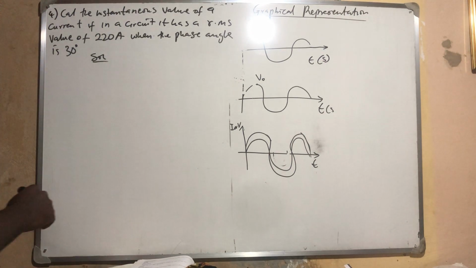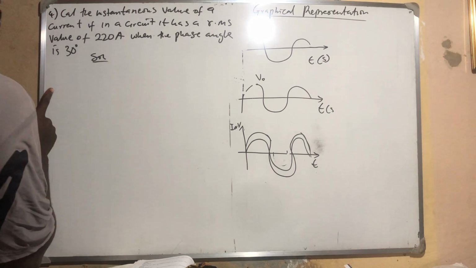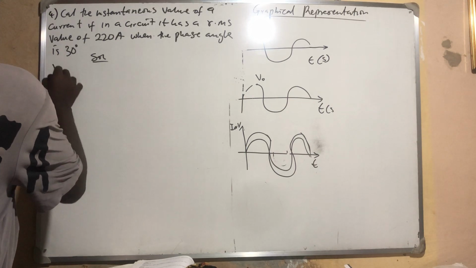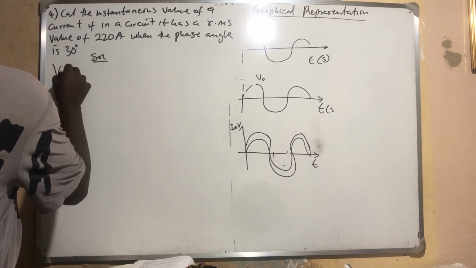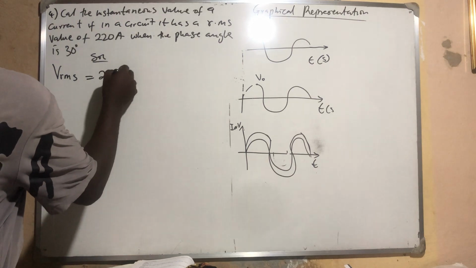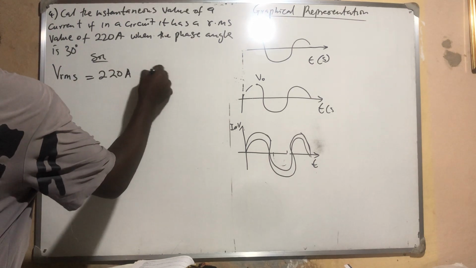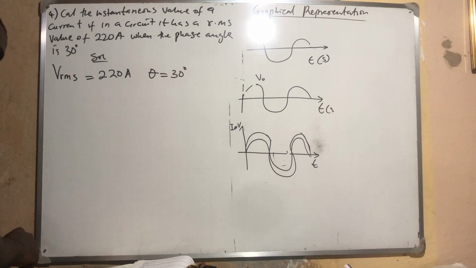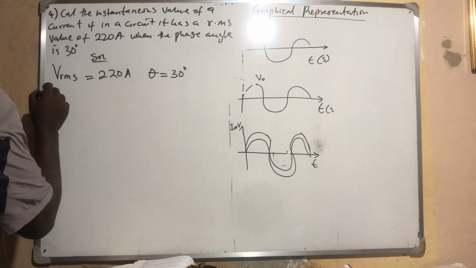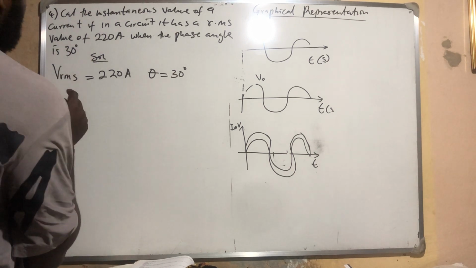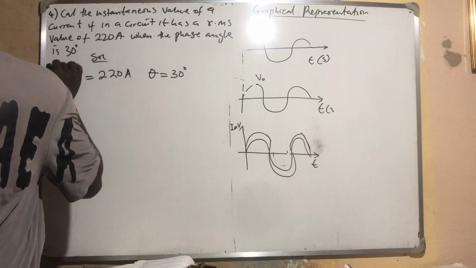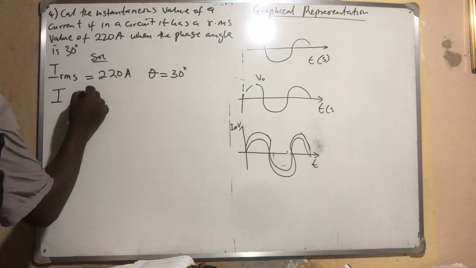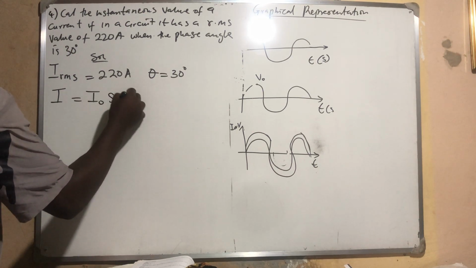Now, what do we do? They say we should calculate. They give us the IRMS as 220 ampere, and they gave us the phase angle theta to be 30 degrees, right? They said you should calculate the instantaneous current. So I know that I, the instantaneous current, is equal to I naught sine theta. Is it not true?